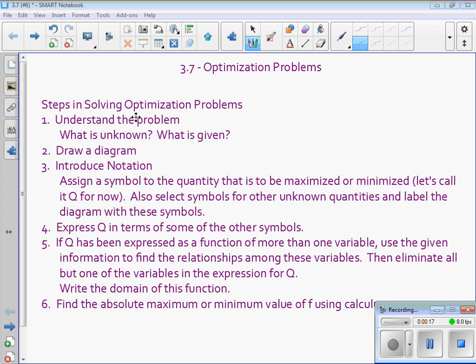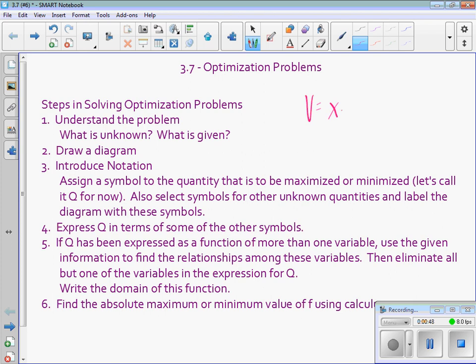So obviously you want to understand the problem. A lot of times drawing a diagram helps. Introducing notation. If you're talking about a volume, you're going to use V, things like that. So that's all that part's saying. And you want to express whatever variable you're trying to deal with in terms of the other symbols or other variables.